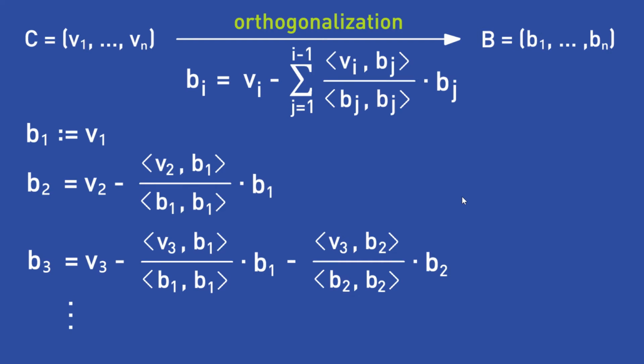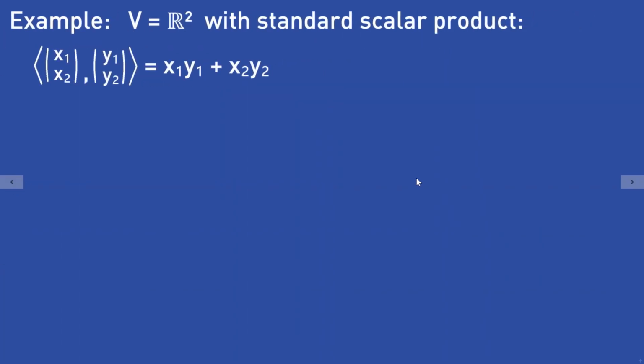Let's take a look at an example now. Let V be R2 with the standard scalar product. That means the scalar product of x and y is equal to the first entry x1 times the first entry y1 plus the second entry x2 times the second entry y2. This scalar product here is called the standard scalar product in R2.